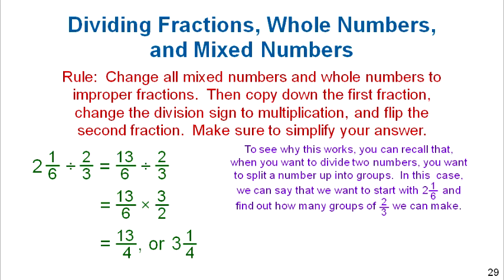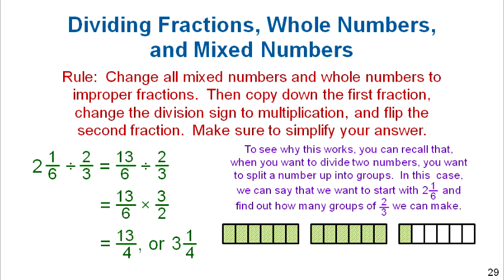To see why this works, you can recall that when you want to divide two numbers, you want to split one of the numbers into equal groups. In this case, we can say that we want to start with 2 1/6 and see how many groups of 2/3 we can make. So, you should notice that this picture shows 2 1/6. And now, notice that the dashed purple lines help split each whole into thirds. Next, notice that we have 3 full groups of 2/3 and then a part of another group. Also notice that the last group has been split into 4 equal pieces, and that we want to talk about one of these pieces.